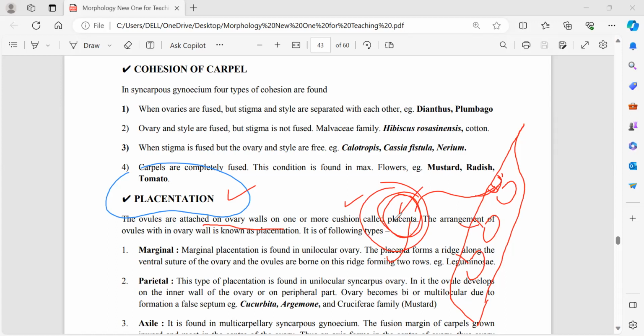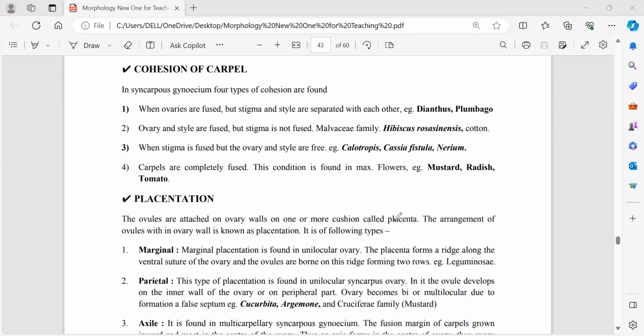Now अब मसला है what is placentation. Placentation is the arrangement of ovules within the ovary wall. This is called placentation. इसको क्या कहते हैं? Placentation. We have different types of placentations depending on how the ovules are attached to the ovary wall.